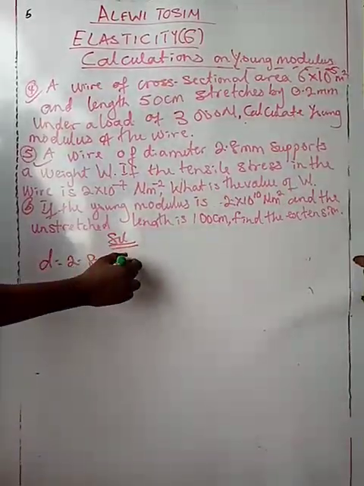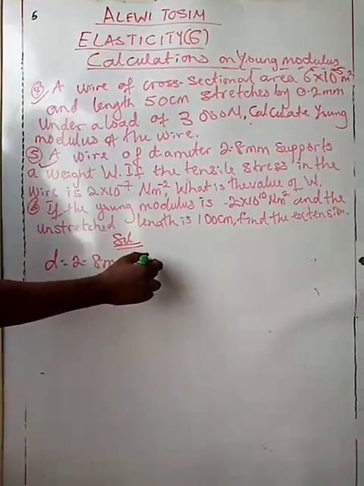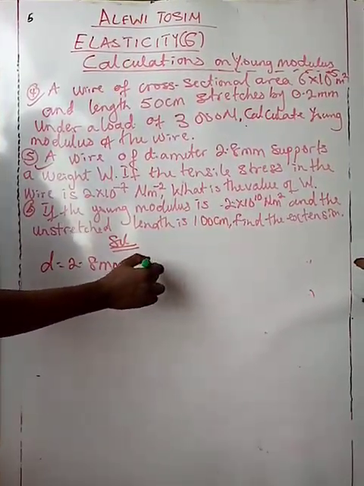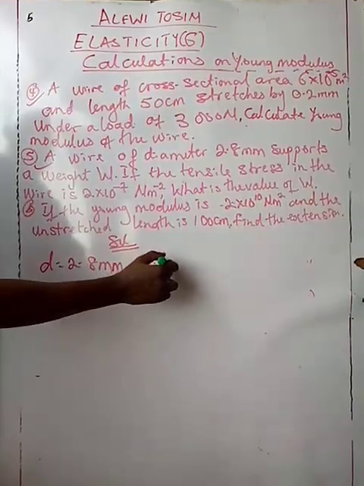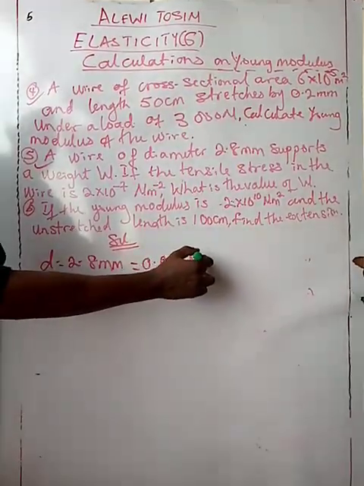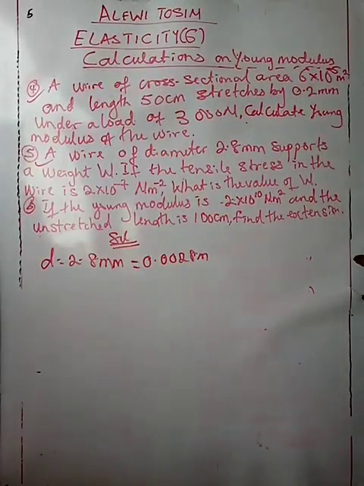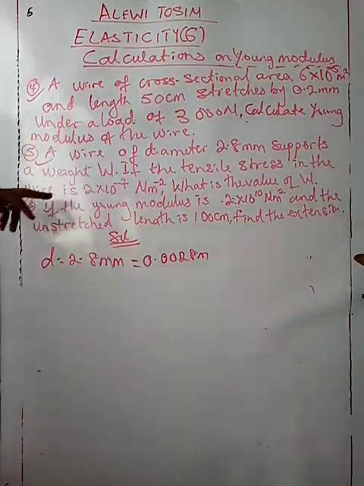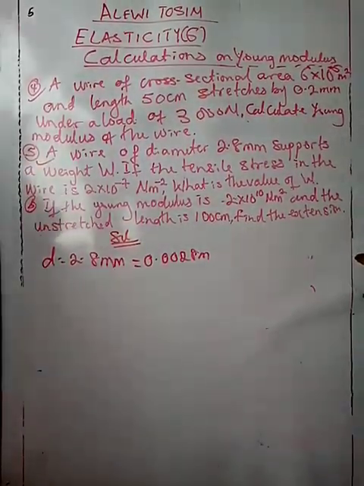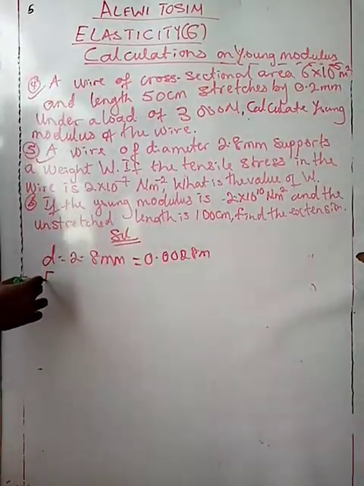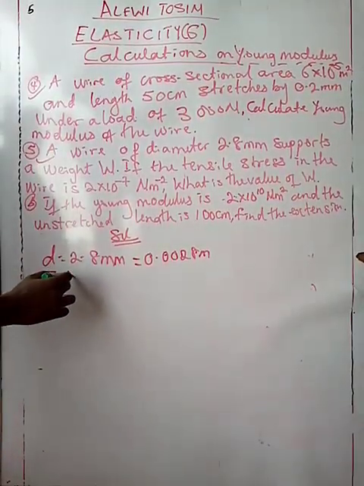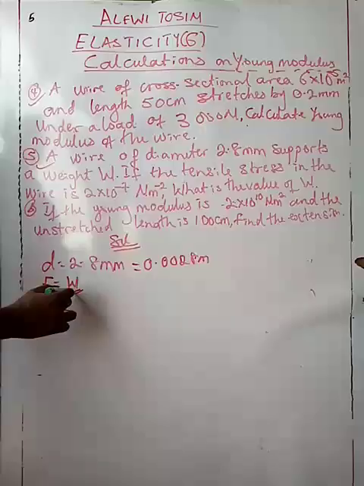meters. Presenting this in meter will be 0.0028 meters, dividing it by 1000. Okay? Now, suppose a weight W. Our weight W, weight is a force. Now the force is an unknown force.